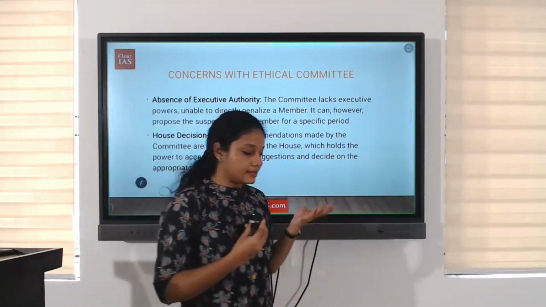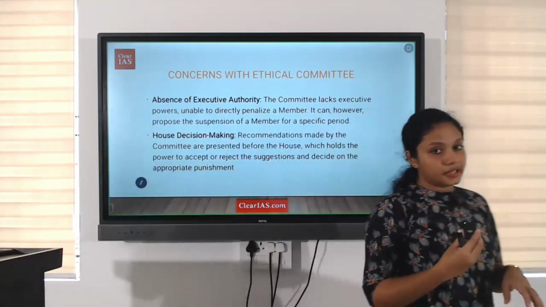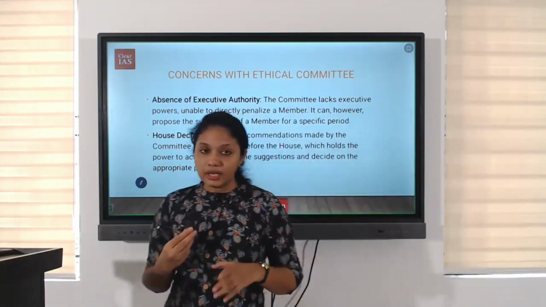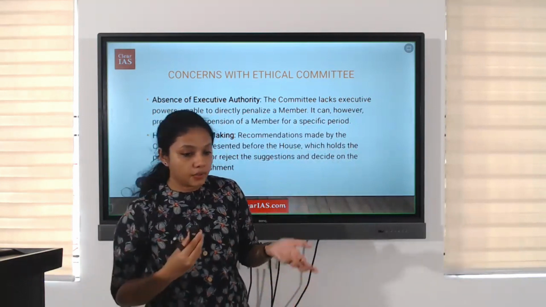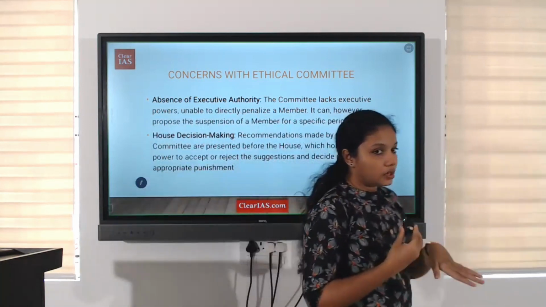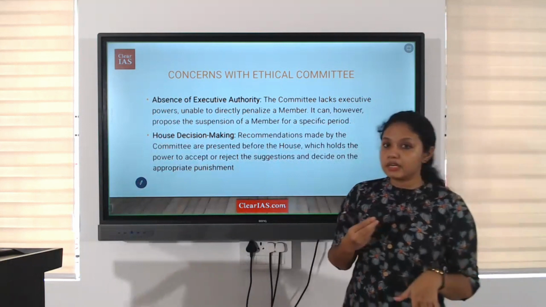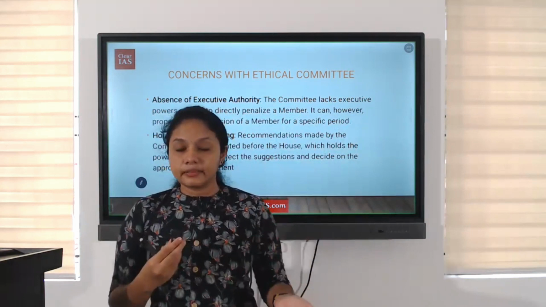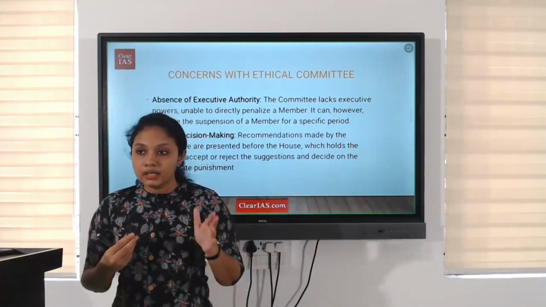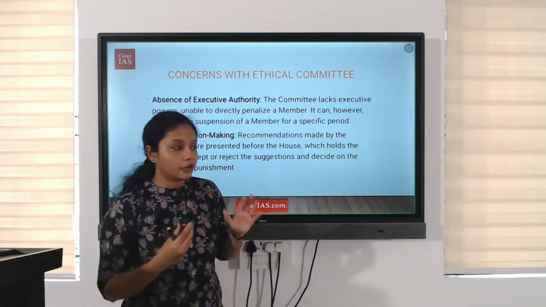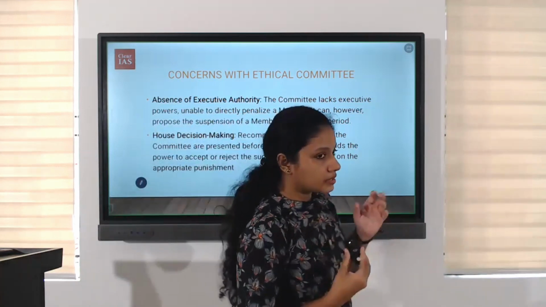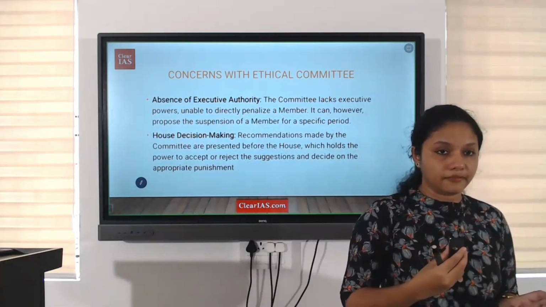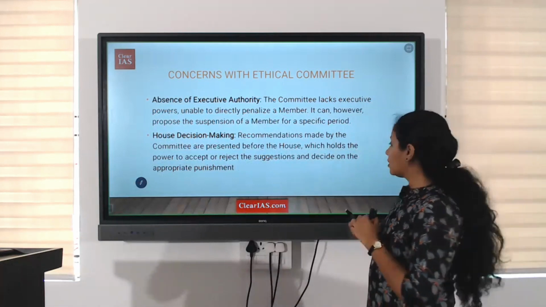Okay, the fourth one is absence of executive authority. They do not have any power to penalize or punish. This is consequent with the decision making. They do not have independent decision making. The decision making is done by the House. The recommendations of the ethics committee may be accepted or rejected depending on the House's decisions. At most, what they can do is recommend suspension of a member for a particular period of time. Clear? Okay.